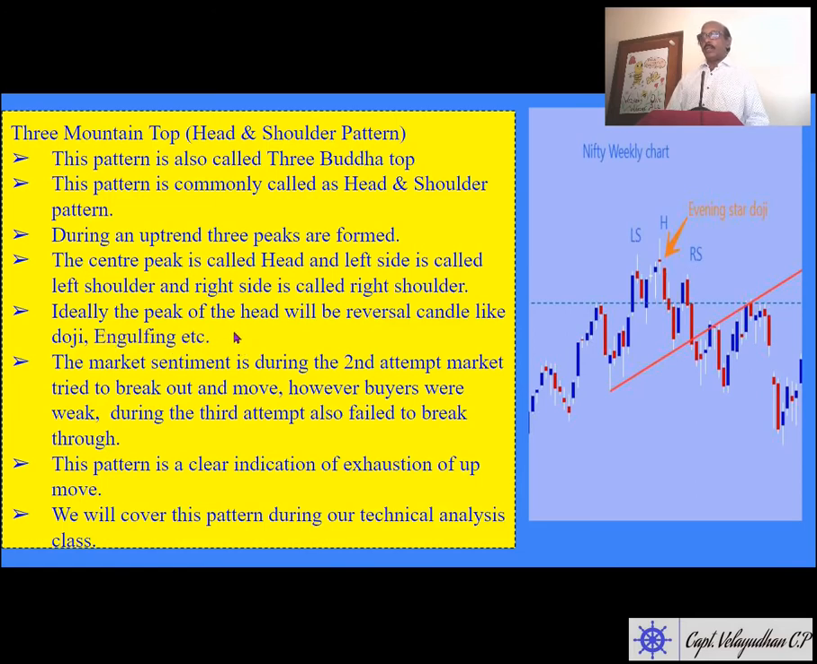Ideally, the peak of the head will be a reversal candle like a doji or engulfing. The head, if you see, the market gapped up, opened and pulled away all the way up, then pulled back and closed with a doji. And the next day, the market gapped down, opened and made a bearish candle. This itself is called an island reversal. It forms like a small island in a smaller time frame.